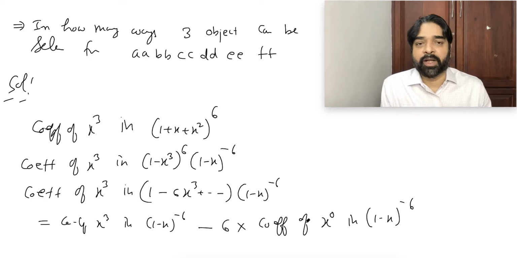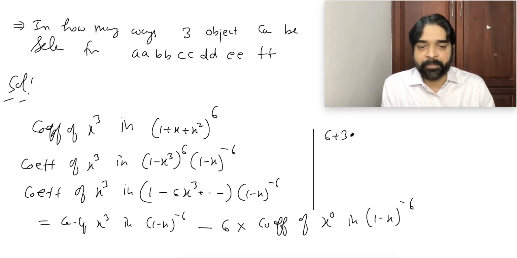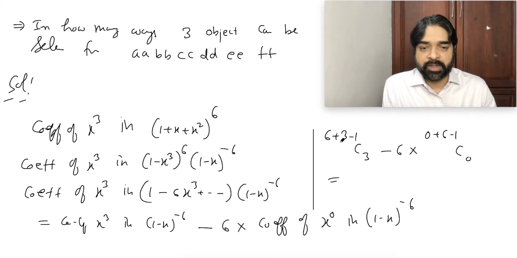I don't know whether you understood or not. X cube is already there, no? Have you understood this point? This line, everybody clear? So what is going to happen? This part's answer is direct: (6 plus 3 minus 1)C3 minus 6 into (0 plus 6 minus 1)C0. So 6 plus 3, 9 minus 1, that will become 8C3 minus 6 into 5C0, which is 1.